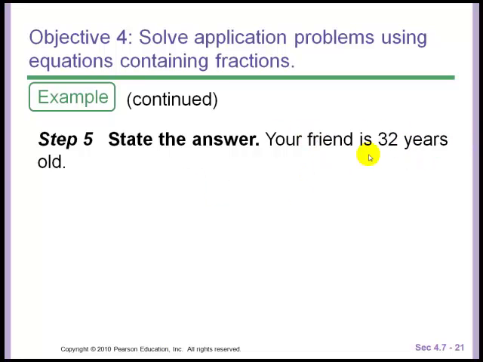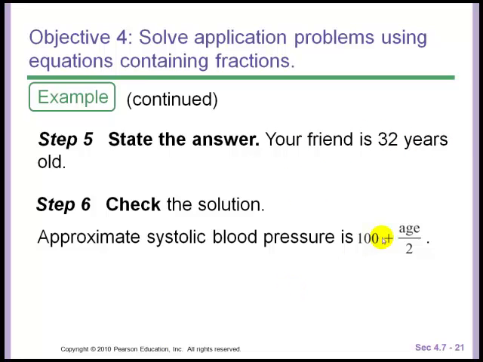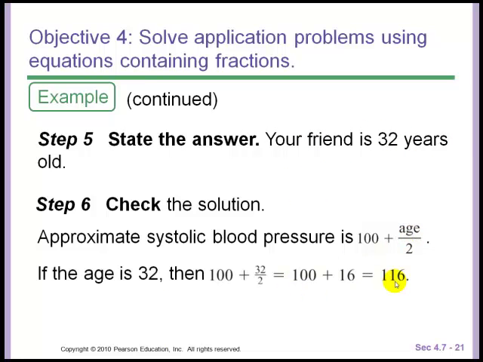This is your answer. We can check our answer by putting it back into the formula to see if it gets us our blood pressure of 116, which it does.